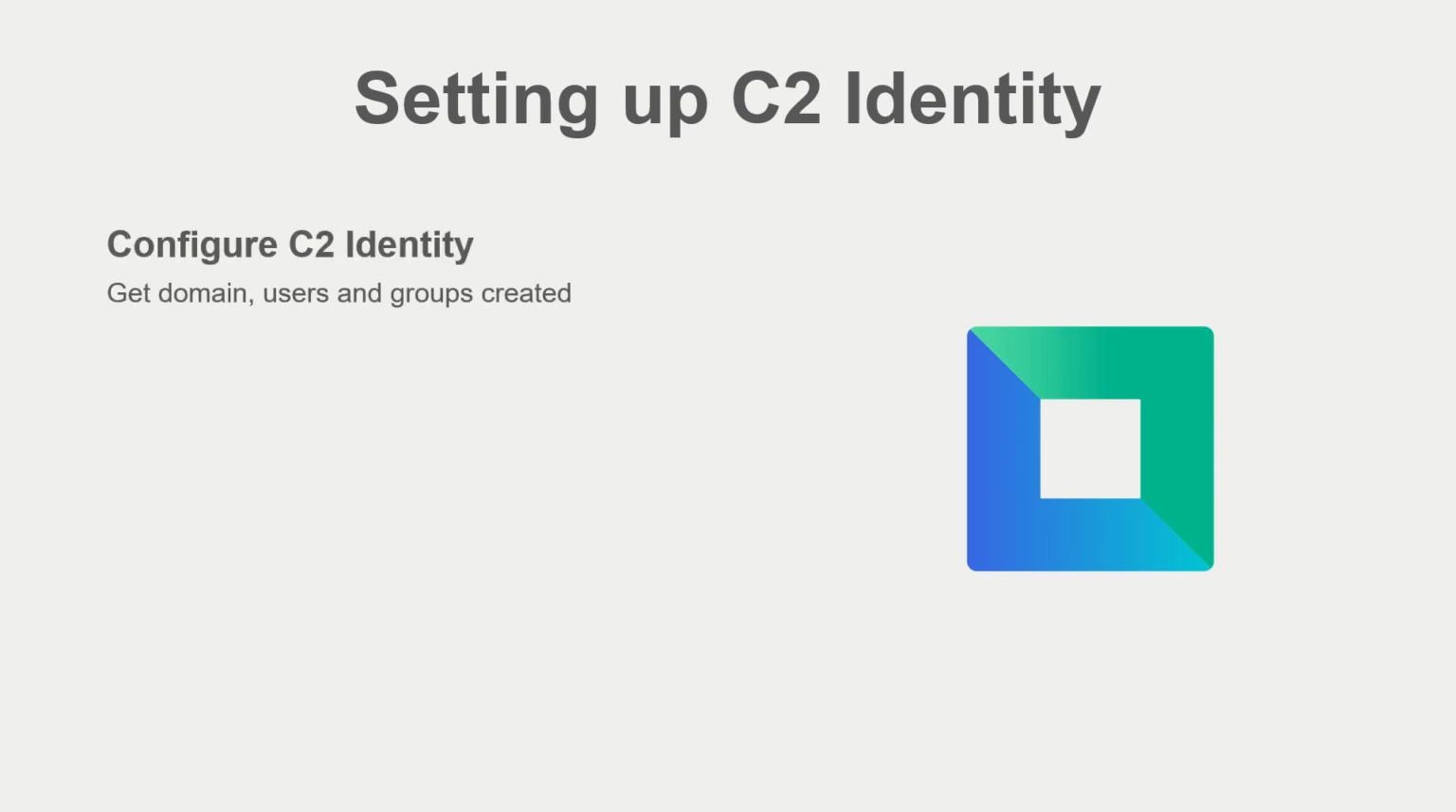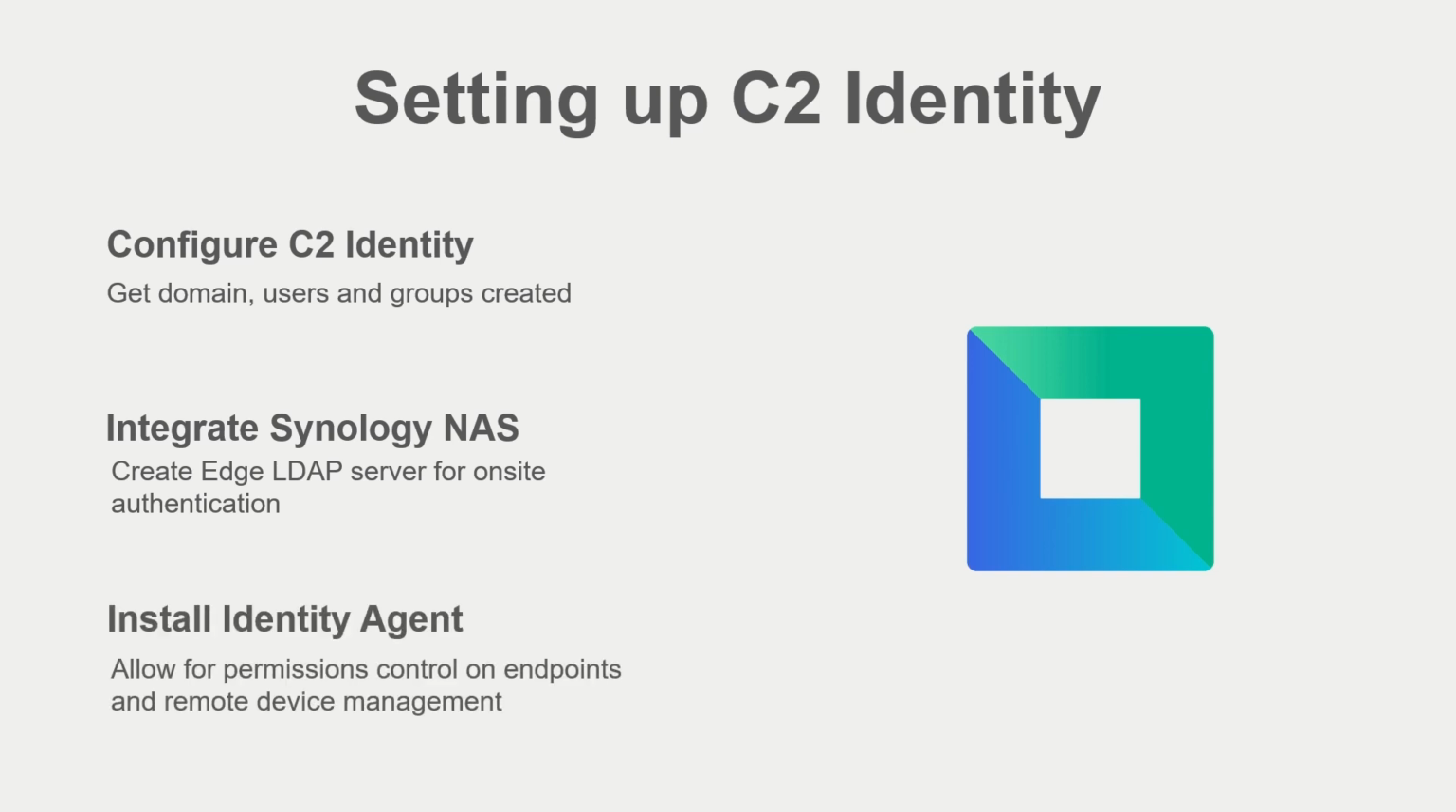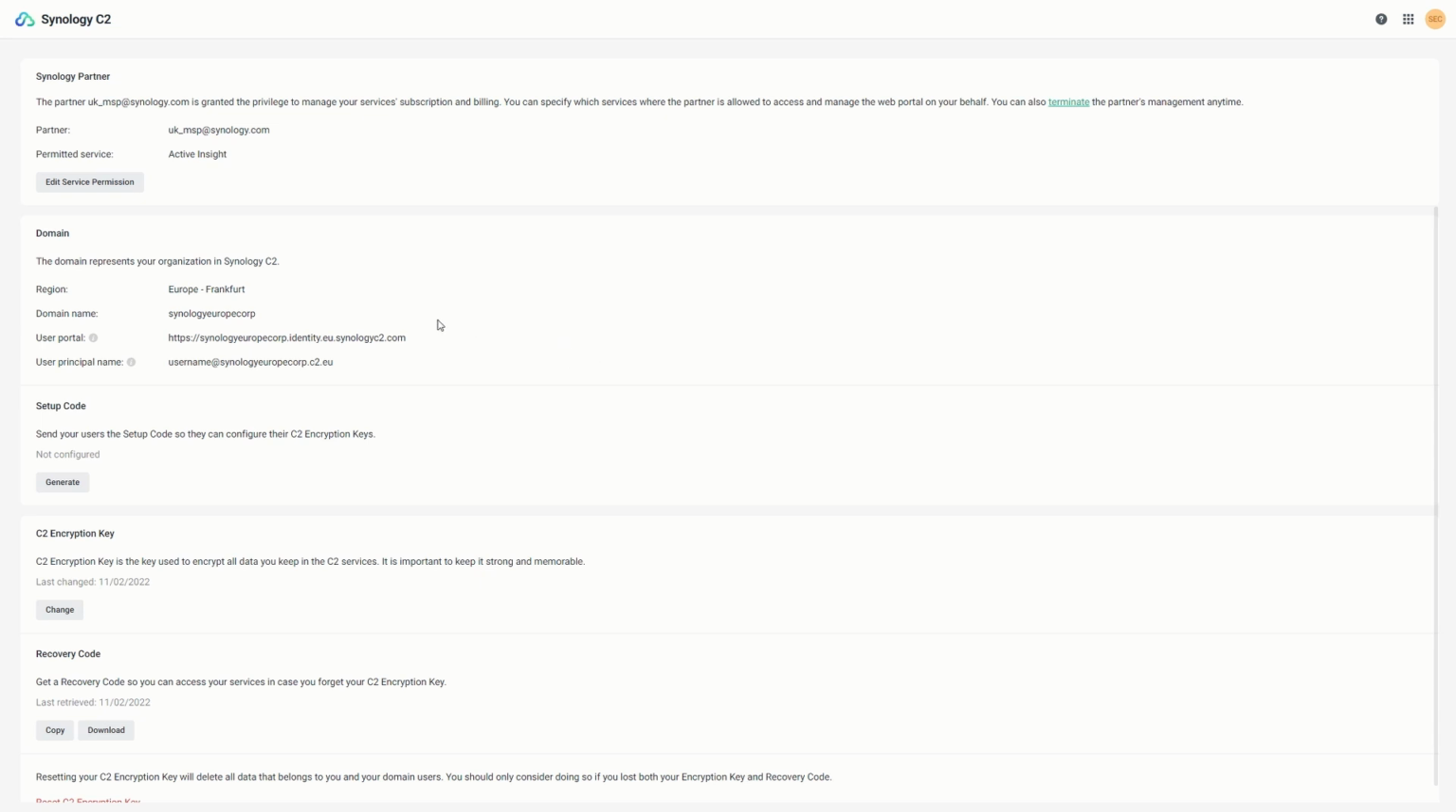Now we're going to set up our C2 Identity environment. First off, we're going to configure C2 Identity on the cloud side. We're going to set up the domain users and groups. We're then going to integrate the Synology NAS by creating an Edge LDAP server for on-site authentication. Lastly, we're going to install the identity agent on the endpoint PCs and servers we want to be part of the environment. So let's go ahead and do this.